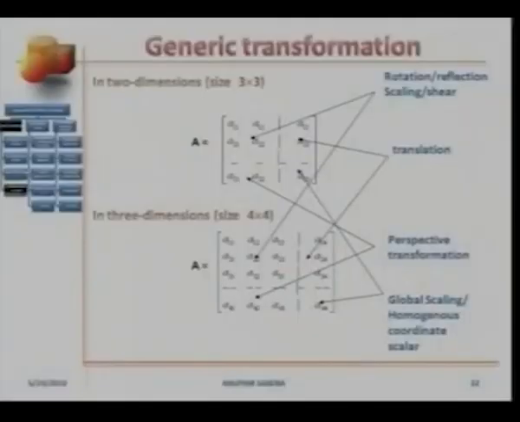We subdivided a transformation matrix into 4 parts. The top left represented rotation, reflection, scaling, and shear. The top right represented translation. The bottom left represented perspective transformation, and the bottom right, which is a unique single number, represented global scaling, or it was also called the homogeneous coordinate scalar.